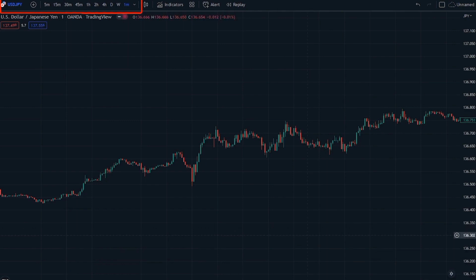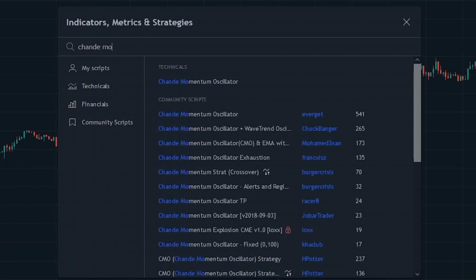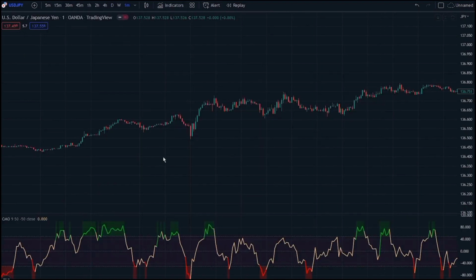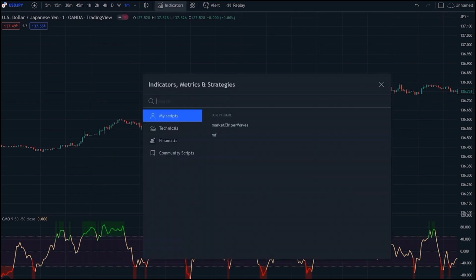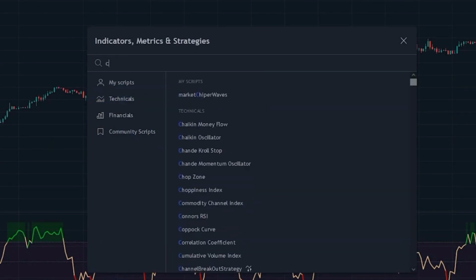This strategy includes 2 free trading indicators. For the first indicator, let's search for Chain Momentum Oscillator. This indicator is made by Everget. For the second indicator, let's search for Cumulative Delta Volume. This indicator has been made by Lonesome the Blue.